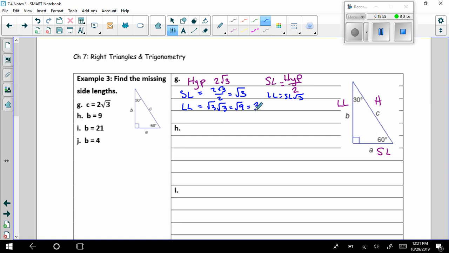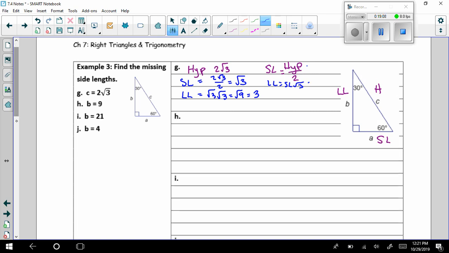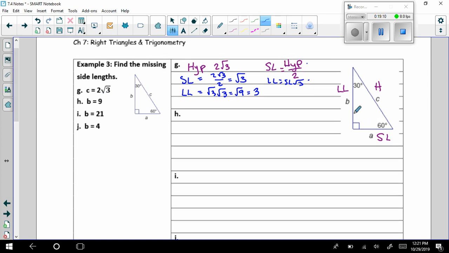Okay, so again, paying attention to what you're given so you know those relationships between those legs. Okay, hypotenuse is double the short leg. Okay, then if you're given B, then you're given the long leg. So here we have the long leg is equal to 9. Well, the long leg is square root 3 times the short leg, so I need to divide by square root 3 on both sides. So I take 9 divided by the square root of 3, which means I need to multiply by square root of 3 on top and bottom.